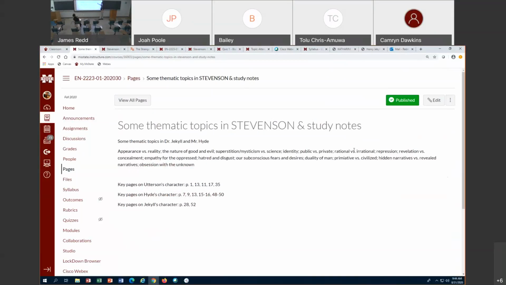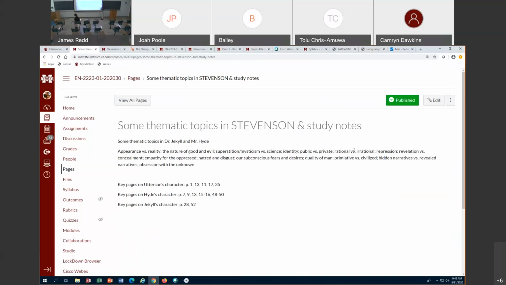These are some of the main thematic trends that you're going to be seeing in the work. This is basically like essay topics. If you want to ask me what are some topics I might write about, voila. The idea of appearance versus reality, the idea of nature of good and evil, superstition, mysticism, and science. The work's going to talk about identity, a lot about the idea about identity, and in particular, public versus private identity. What's my identity like in the public versus what is my identity like when I'm alone in private?